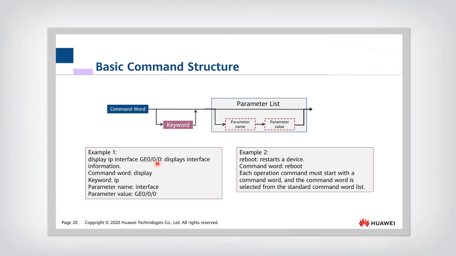In this command, the first one, display, is the command word. You need to display something. And then IP is the keyword: what do you want to display? And finally, the interface GE000 is the parameter list. It tells the system which interface you want to display.